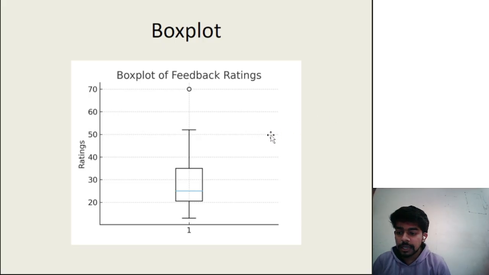Now we'll be understanding the box plot. Here you can see the box plot shows the spread, like median, quartiles, and potential outliers. Here you can see the median denoted by a blue line, and quartiles and potential outliers here. This is how a box plot is plotted. It is a box plot of feedback ratings, which is showing us the spread in the data. Now move on to the next slide.